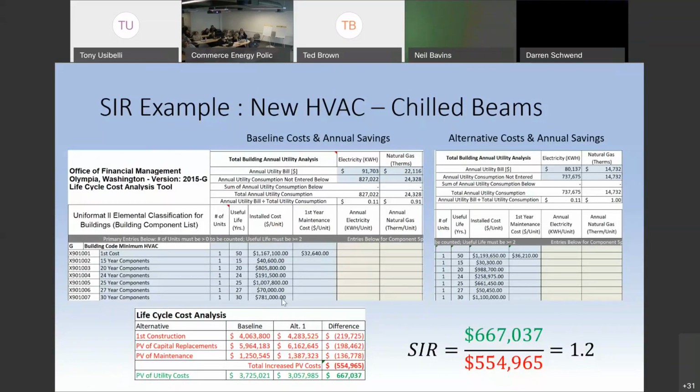All of the assumptions that power the life cycle cost analysis, like the discount rate, are standardized within the tool. So you've got all these different costs of a baseline and an alternative. You can look at the difference between them, get the total cost and the total benefits, and divide the benefits by the cost to get your savings to investment ratio. This was looking at adding chilled beams at the point of a new HVAC installation. Does that give a little bit more of the answer you were looking for, how you functionally do the calculation?